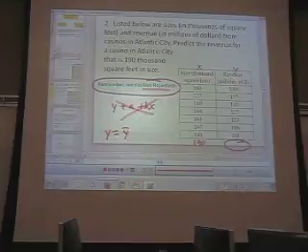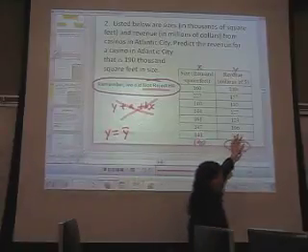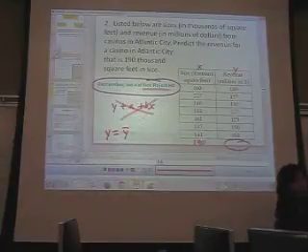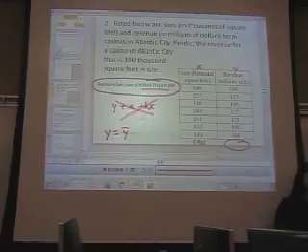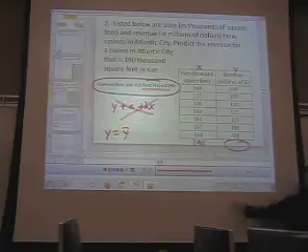Can you find y bar? Do you have your y's in a list somewhere? Hopefully you do. If not, put them in a list quickly. How do you find the average of a list? 1-Var Stats. Yep, stat, calc, 1-Var Stats of whatever that list is.